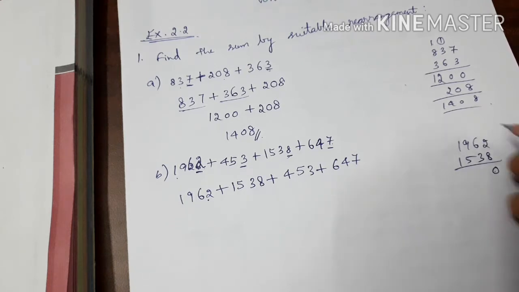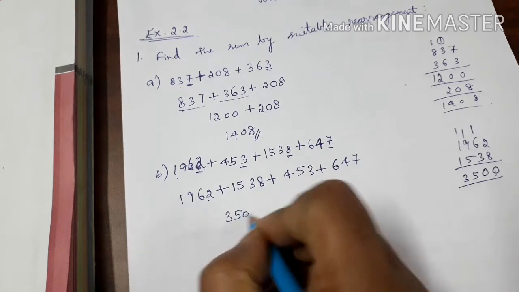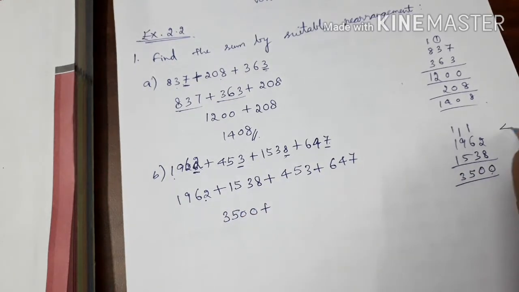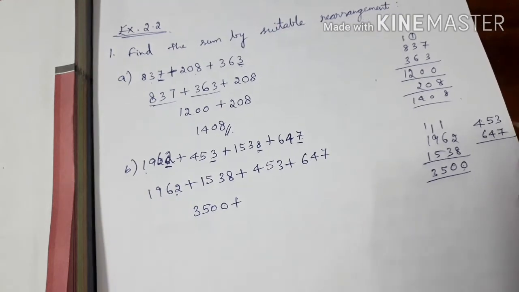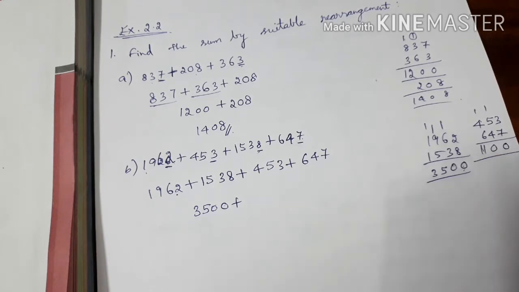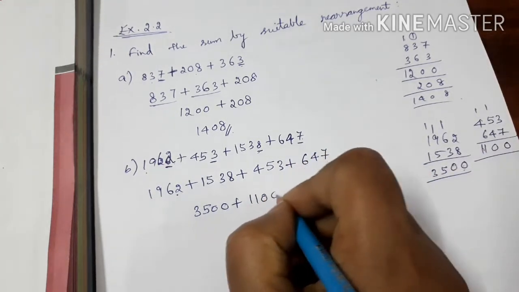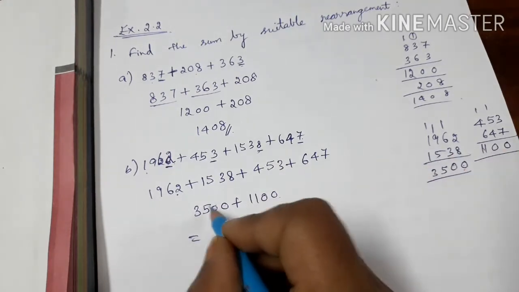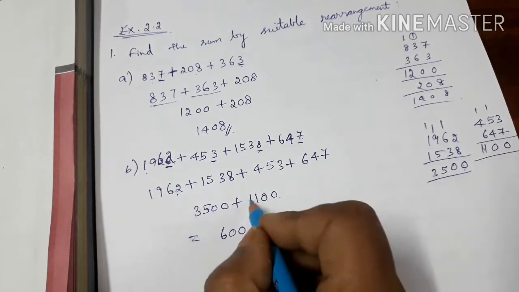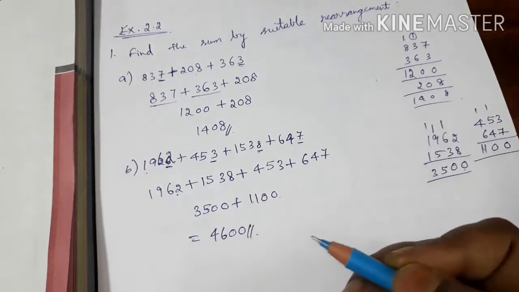8 plus 2, 0, 10, remaining 1; 0, remaining 1; 5 remaining 1, 3. So 3500 plus 453 plus 647: 0, 0, 11. Again we are adding: 0, 5 plus 1, 6; 3 plus 1, 4. That's all.